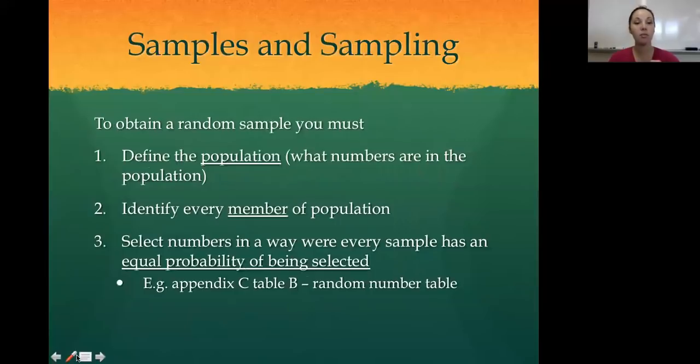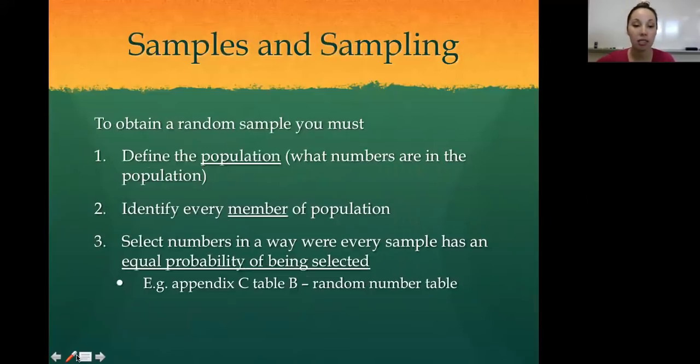So in order to obtain a random sample, this is getting at what we need to do in order to get a random sample. And like I was saying earlier, it's very difficult to do this in the real world, and you'll see why here. So the first thing that we need to do is define the population. So how many people are in the population? Who do we need to gather data from? So we need to define that population. Next, we need to identify every single member in that population. So say your population is US voters. That's a lot of people that you've got to define and count every member.